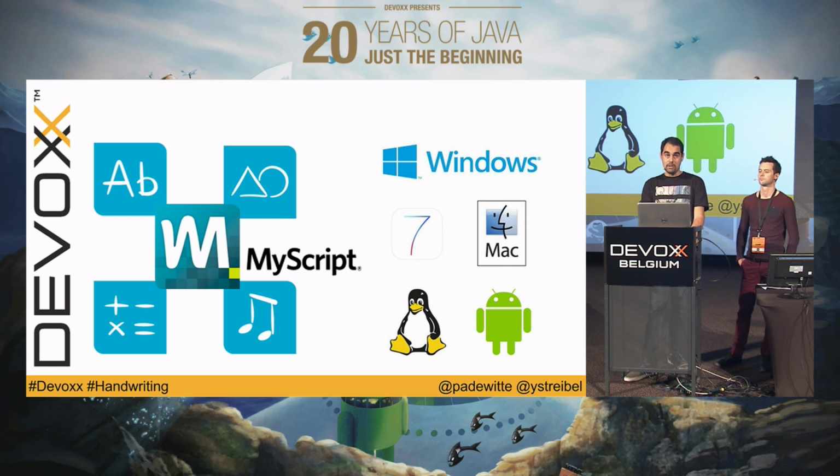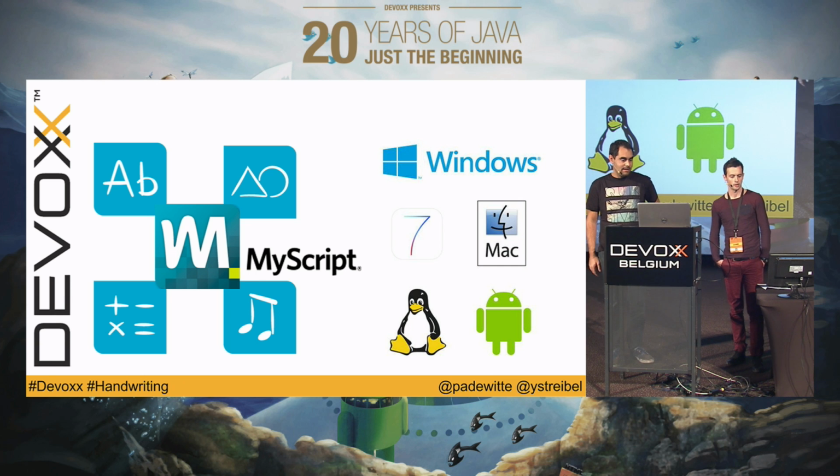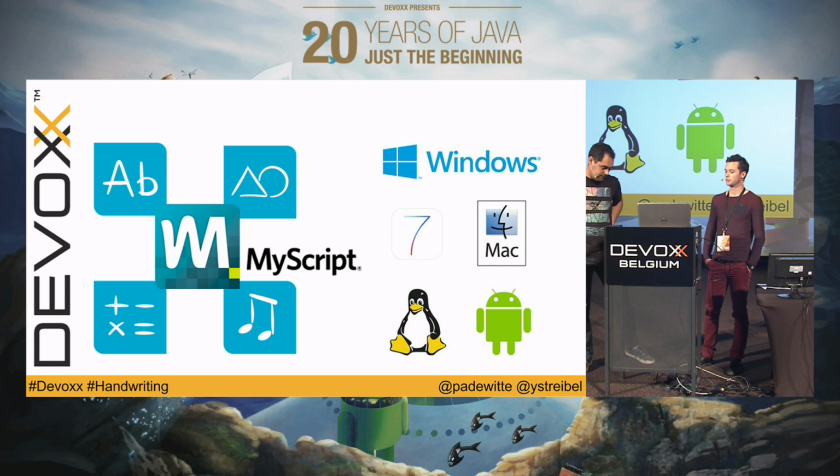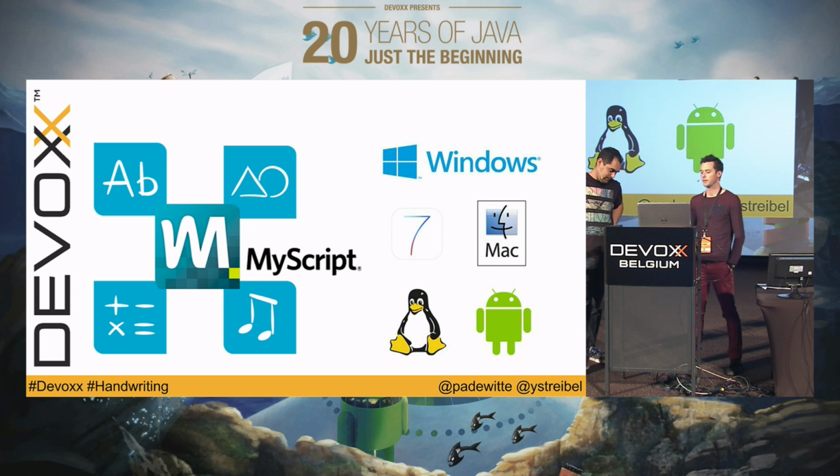So I'm Pierre Almandoit, and I'm the team leader of the cloud team. Hi everybody, I'm Johan Strebel. I'm a software engineer in Pierre Alban's team. As Pierre Alban likes to say, I'm the father of MyScript web component.